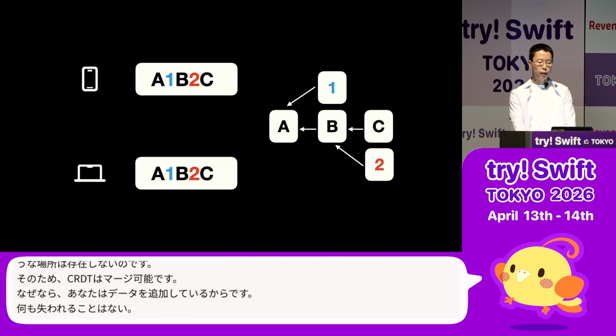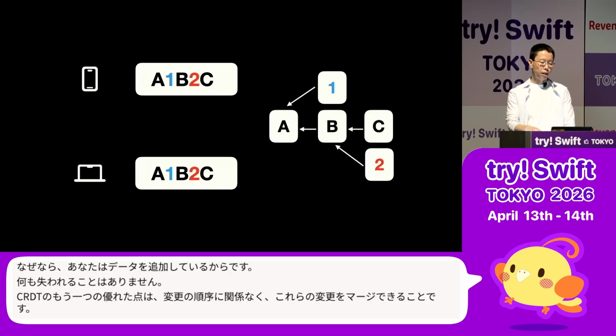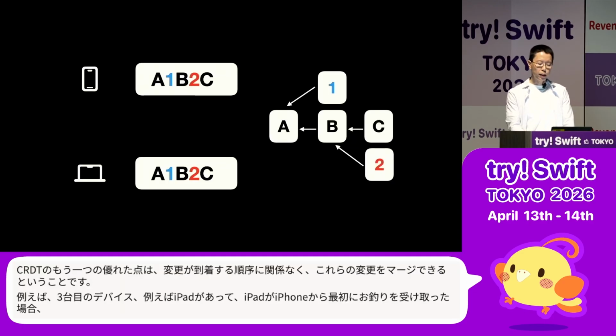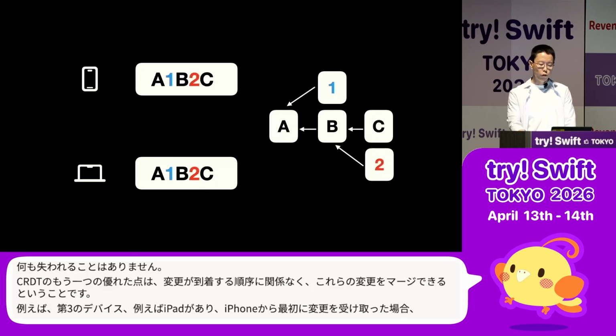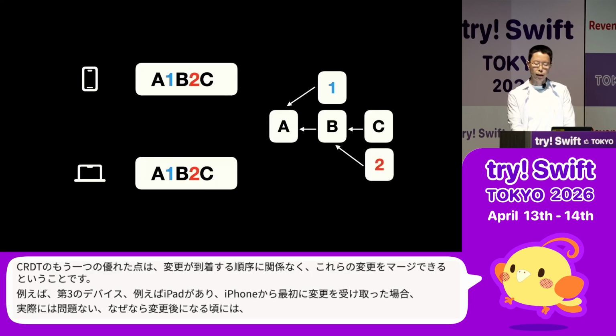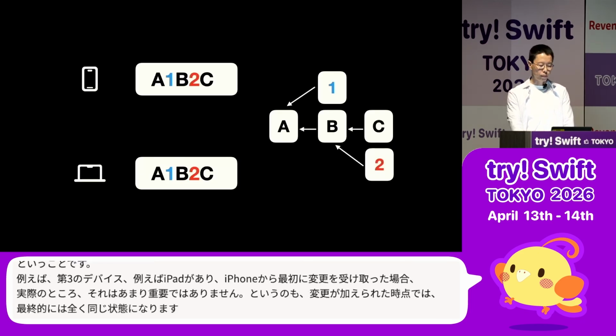Another great thing about CRDT is that you can merge these changes regardless of the order of the changes that come in. So for example, if there's a third device, say an iPad, and if the iPad gets the change from the iPhone first or the Mac first, it doesn't really matter, because by the time it gets both changes, it will end up with the exact same state as other devices.